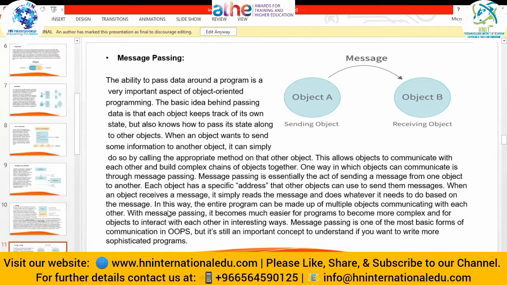Okay. When an object receives a message, it simply reads the message and does whatever it needs to do based on the message. In this way, the entire program can be made up of multiple objects communicating with each other. With message passing, it becomes much easier for programs to become more complex and for more objects to interact with each other in interesting ways. Message passing is one of the most basic forms of communication in OOPS, but it's still an important concept to understand if you want to write more sophisticated programs.